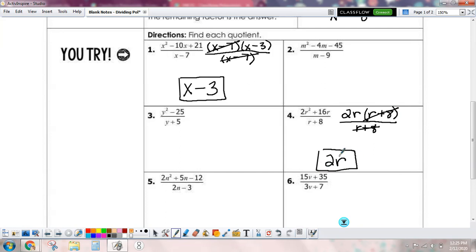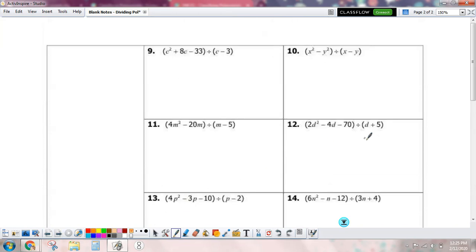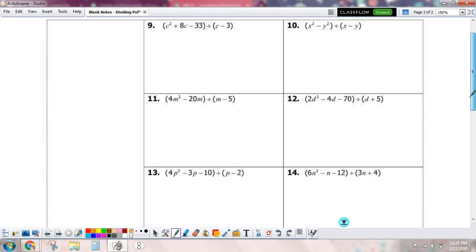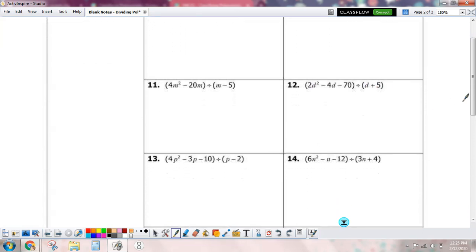All right, so now we're going to hop onto the back. We're going to go to number 12. So for number 12, we have this trinomial, but we have a 2 here, and then we have our binomial. It's still the same process. It's set up a little differently, but it's the same idea.